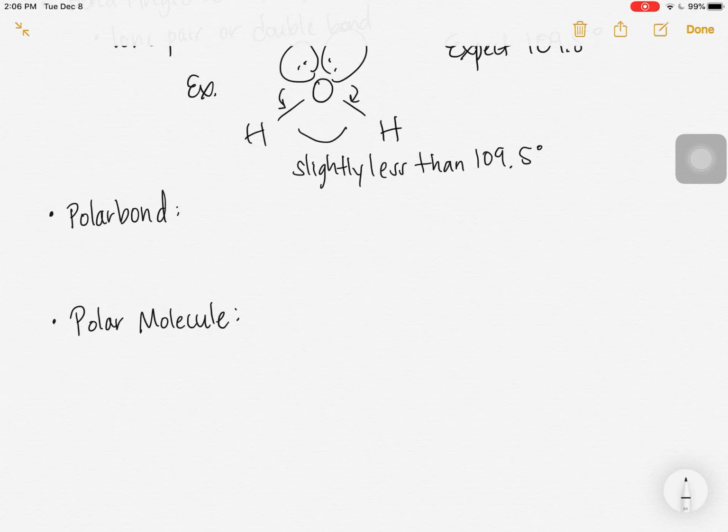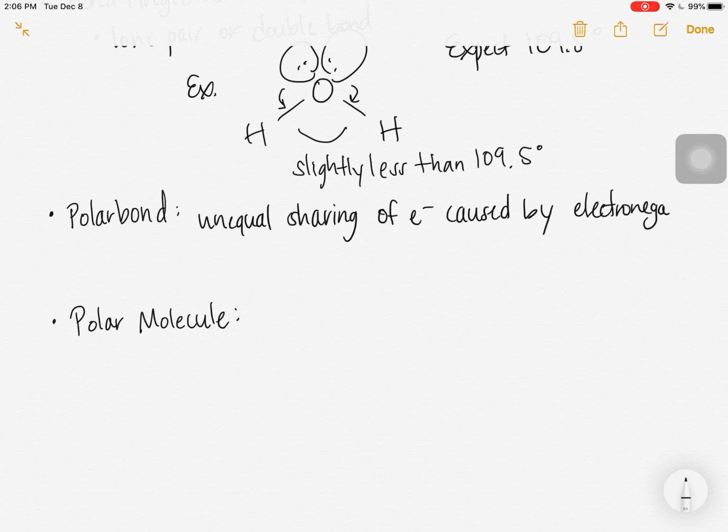All right, after there, we kind of backtracked to the previous chapter, and we talked about what it means to be a polar bond. Well, a polar bond is an unequal sharing of electrons caused by electronegativity differences. So we talked about almost all bonds are somewhat polar, right? Your 2 exceptions for your nonpolar bonds are your diatomics and your carbon-hydrogen bonds. Pretty much everything else is somewhat polar, right?